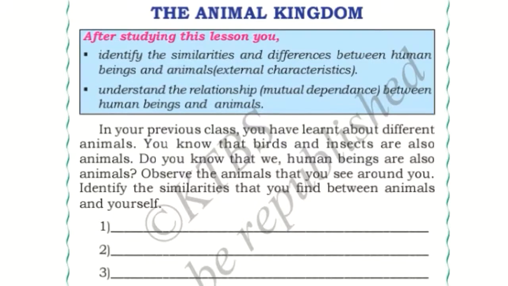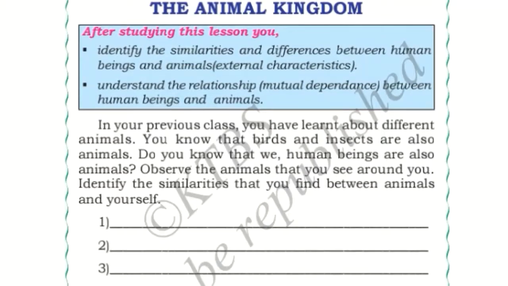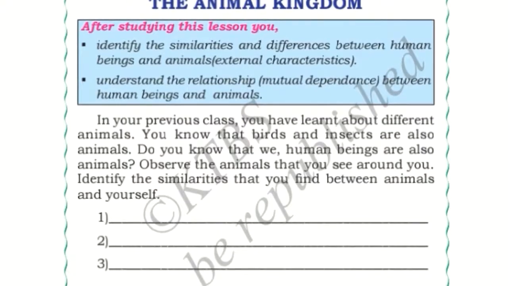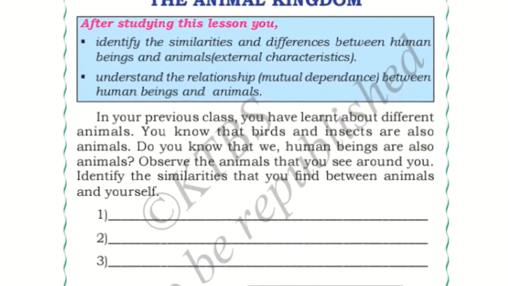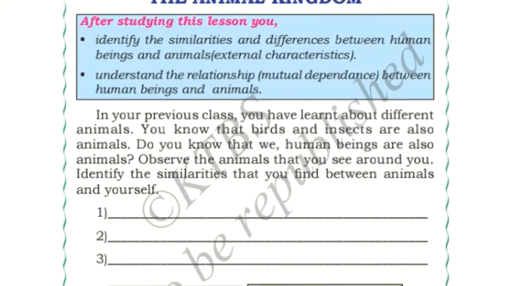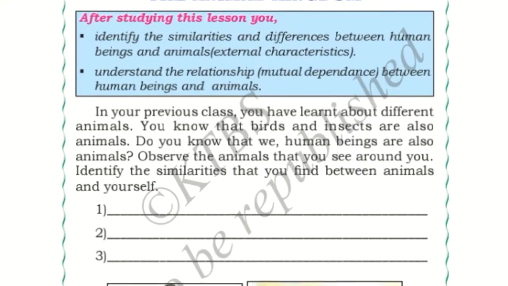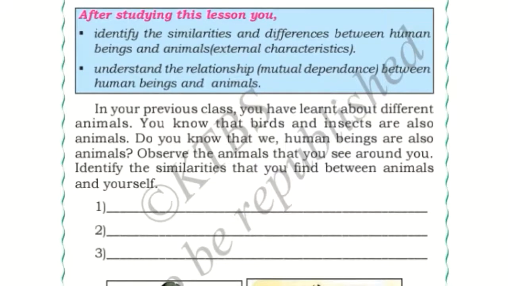So let's begin. In the previous lessons, we have already studied about animals. We know that birds and insects are also animals, and we human beings belong to the group of animals. Here one activity is there. Observe the animals that you see around you and identify the similarities between animals and yourself. So what is the common thing which we find between us and the animals?